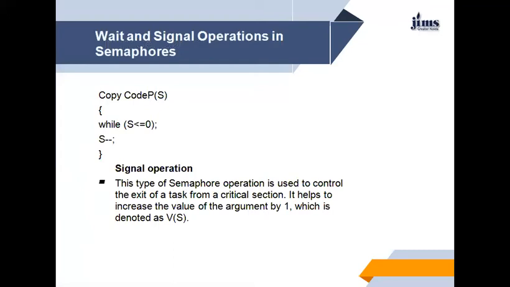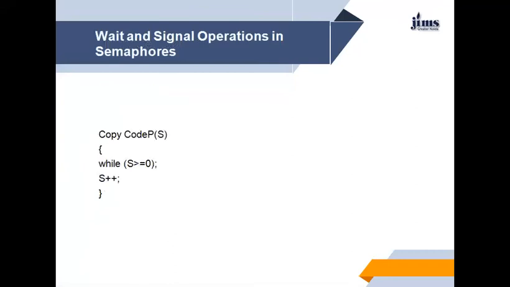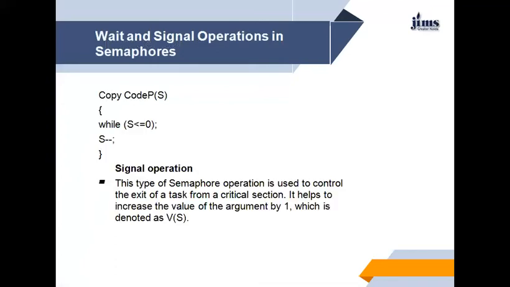So this type of semaphore operation is used to control the exit of a task from a critical section. It helps to increase the value of the argument by 1, which is denoted by V(S). So this is V(S): S plus plus. Earlier we discussed wait, which is P(S), and this is signal.